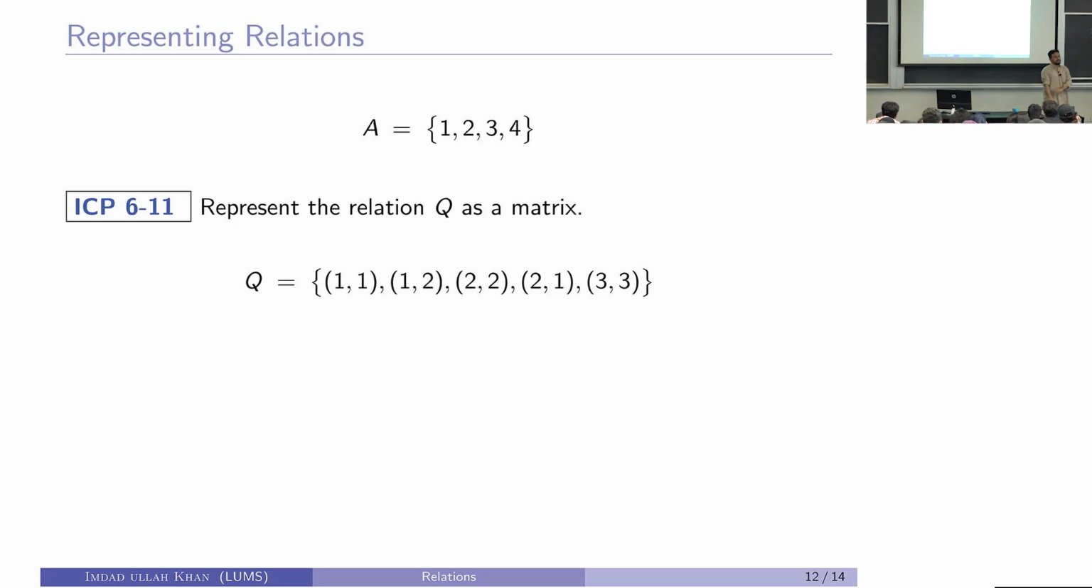What will be the dimension of the matrix? 4 by 4. Let us say 1, 2, 3, 4 is the fixed ordering. The first row will correspond to 1, and so would the first column. The second row would correspond to 2, and the third row and column would correspond to 3, and the fourth row and column would correspond to 4.